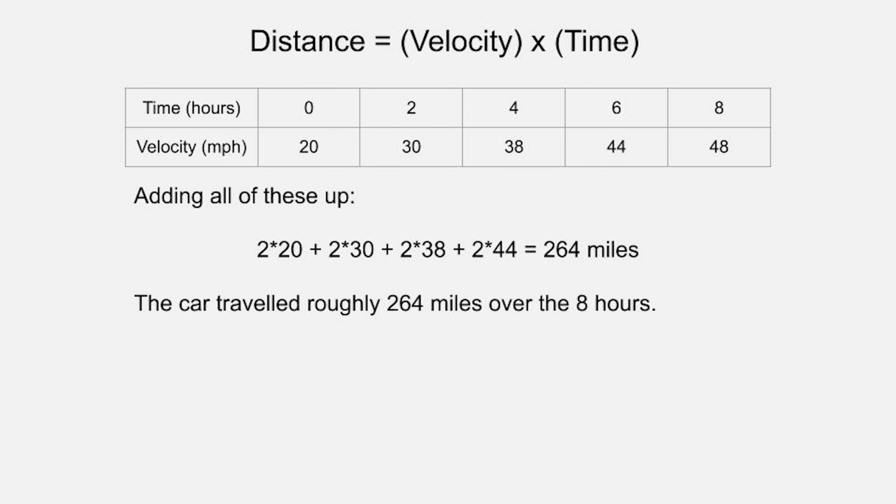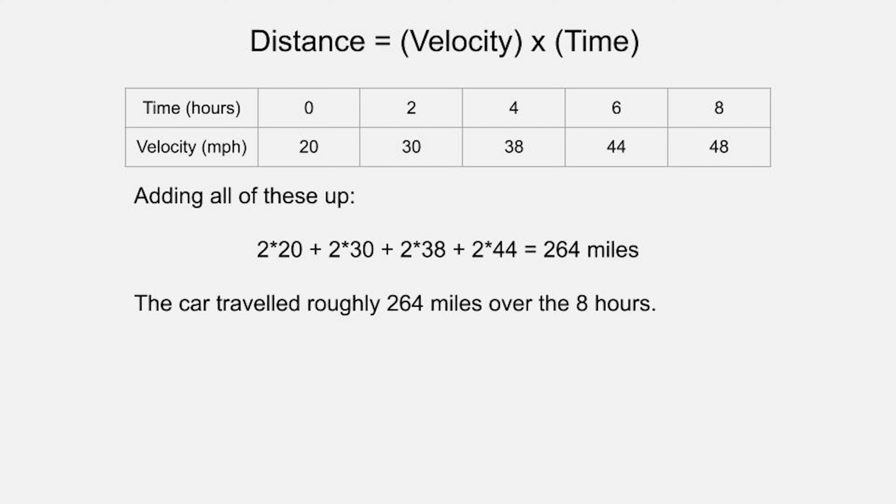And now that I've computed estimations for the distance traveled over all of these smaller subintervals, I can add them all up to get an approximation for the total distance traveled. And if I add up those four results from the previous slide, I will get 264 miles. And so the car traveled roughly 264 miles over those 8 hours.